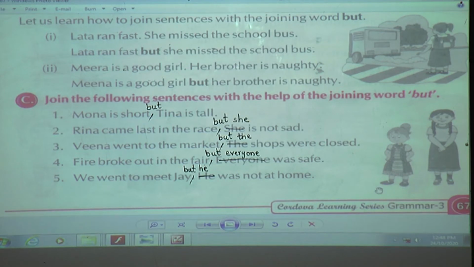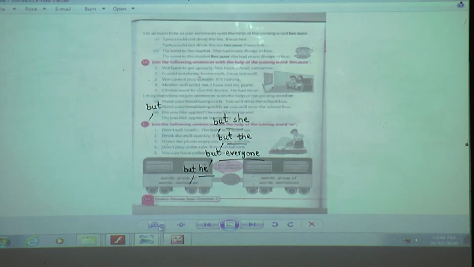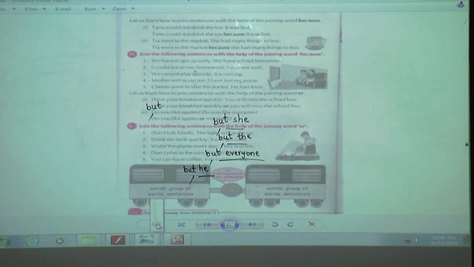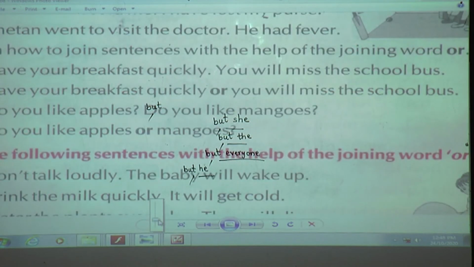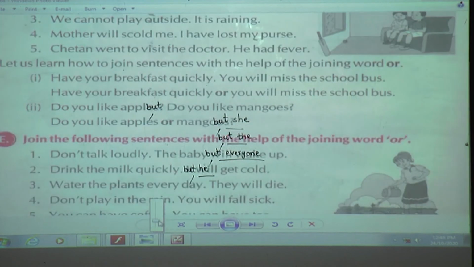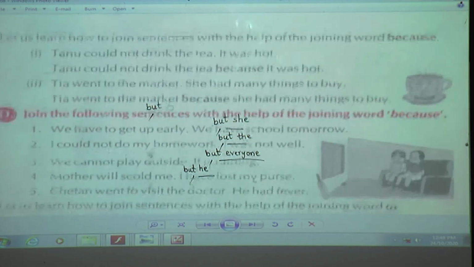Ready, students? So you have to turn your page to page number 68. Look on the screen. Those who have not finished can do it afterwards. I have given you the hint how you have to solve it. But don't sit idle, solve along with me only.